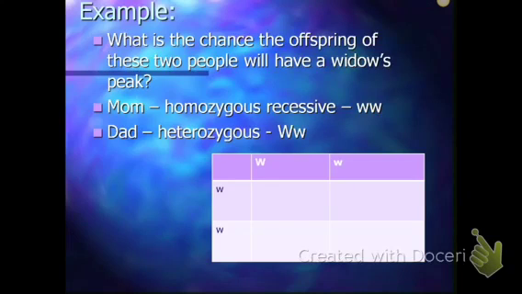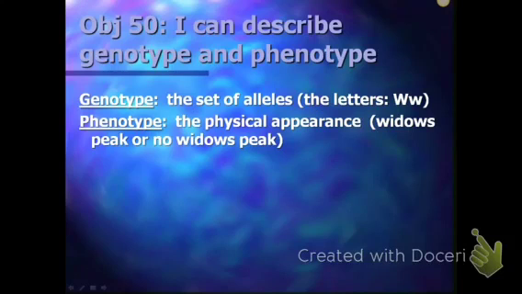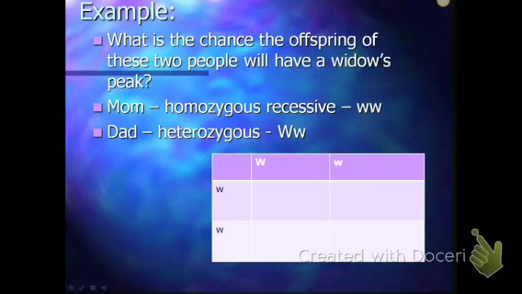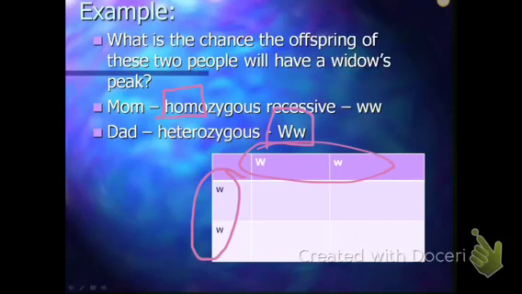What is the chance the offspring of these 2 people will have a widow's peak? Mom is homozygous, and that moved because I didn't put it in drawing mode. Sorry. Mom is homozygous recessive. Remember, homo means same. So, mom is 2 lowercase w's. Dad is heterozygous, meaning 1 of each. And it doesn't matter if you put dad on this side and mom on this side. It doesn't matter. You're still going to get the same.